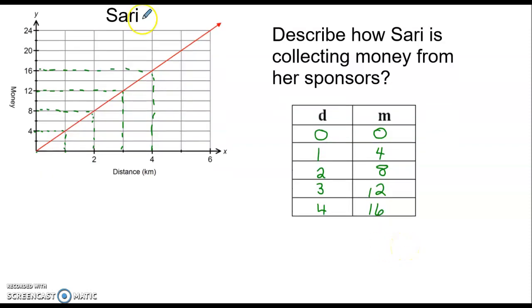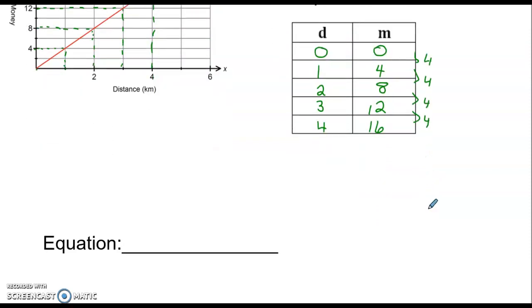We can see that in the table of values, she starts at 0 and she goes up $4 each time. That means we can write her equation as the amount of money she collects is equal to 4 times the distance she travels, because it goes up $4 each time and it starts at 0.